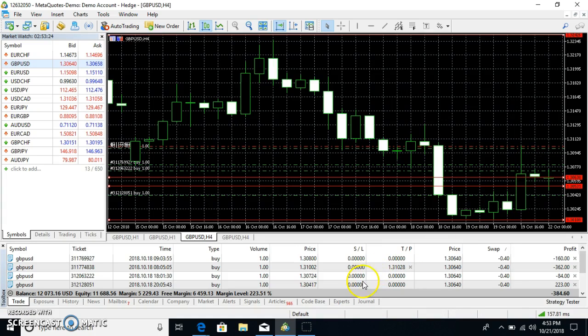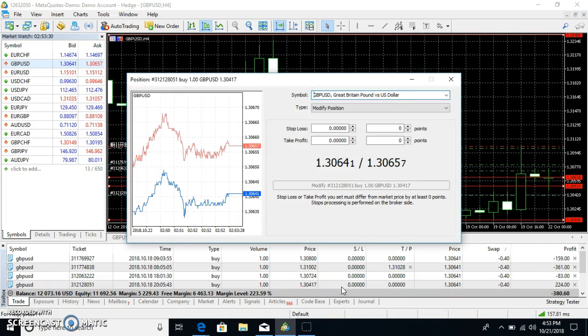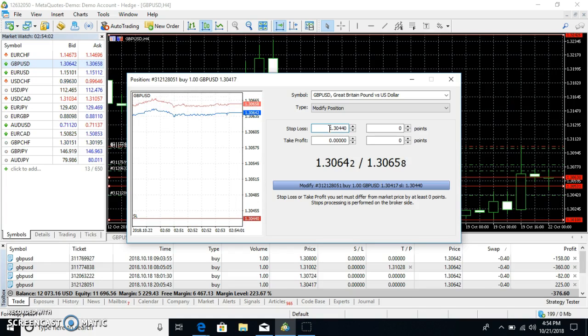Like, what do I mean? This one is at 1.3041. So I would move my stop loss, so already modified, at 1.3043, 44, and do my take profit.